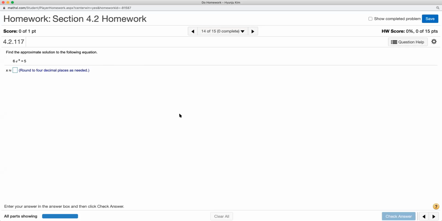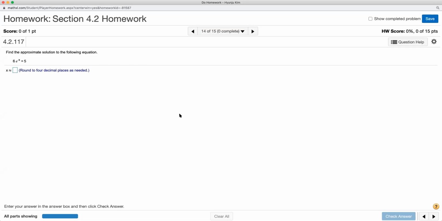All right, so problem 15, we just solved it. This is a really good problem, okay? You may see that kind of problem in exam 3 and the final exam, okay? So keep in mind that. And then problem 14, so here's the question. Find the approximate solution to the following equation.